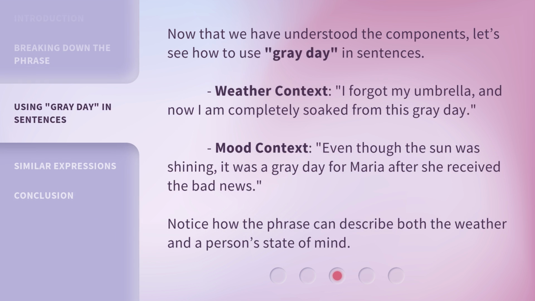Now that we have understood the components, let's see how to use gray day in sentences. Weather context: I forgot my umbrella, and now I am completely soaked from this gray day. Mood context: even though the sun was shining, it was a gray day for Maria after she received the bad news. Notice how the phrase can describe both the weather and a person's state of mind.